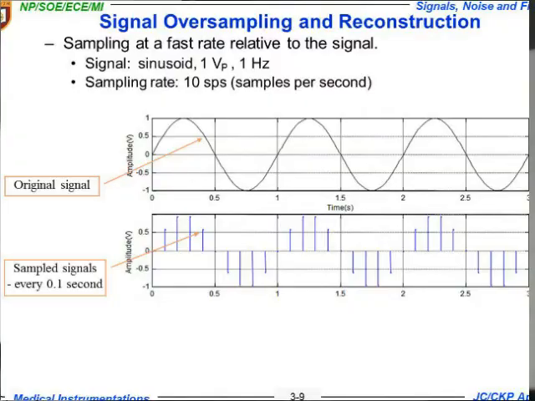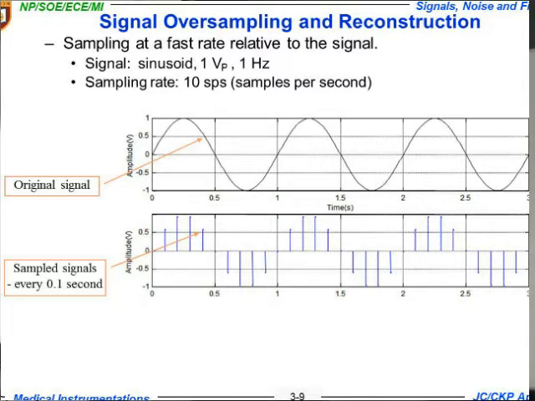So first, let's take a look at signal oversampling and reconstruction. When we digitize an analog signal to digital data, the proof that we have digitized it correctly is that we should be able to reconstruct back the signal. That means from that stream of digital data, we send it out to a digital to analog converter, and we should see the signal to be the same as the original signal.